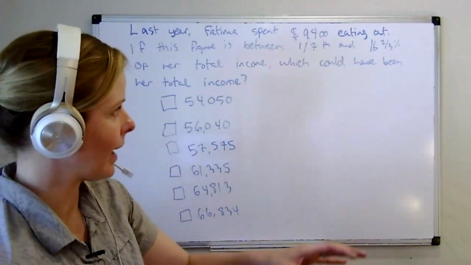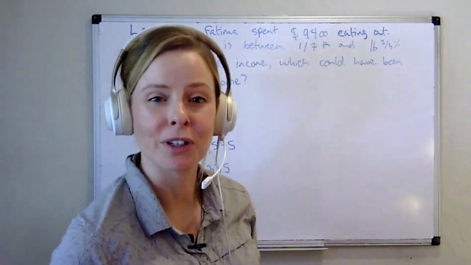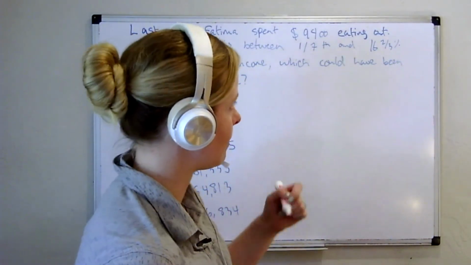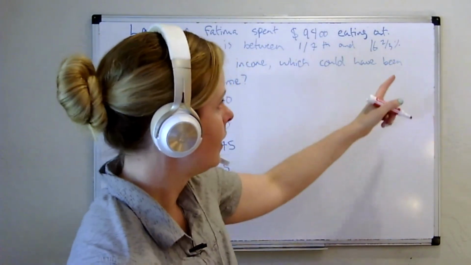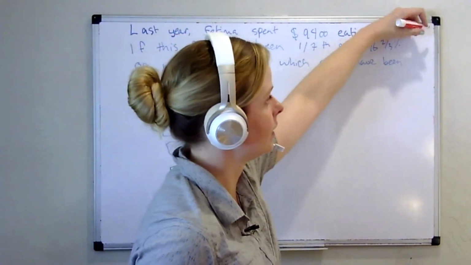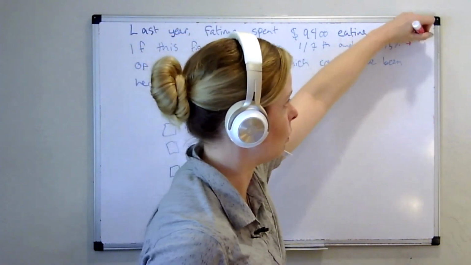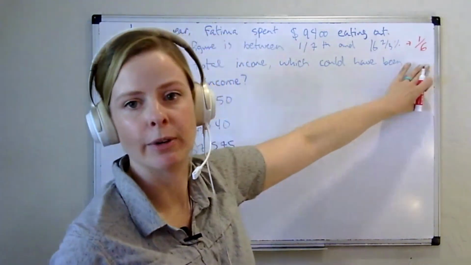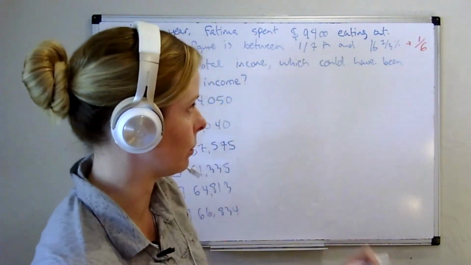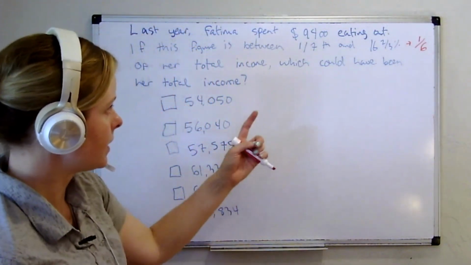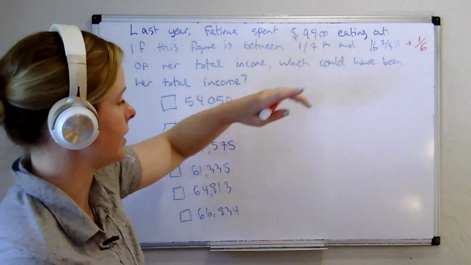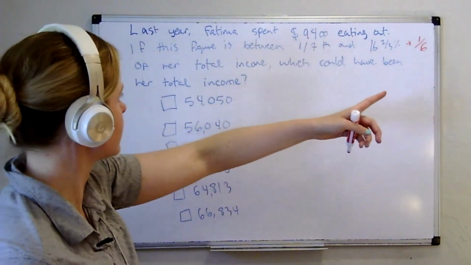Now, right off the bat, I see this 16 2/3%, and that's a pretty gross number. So I'm going to translate that into a fraction. And I know that 16 2/3% is the same as 1/6. As a fraction, much, much nicer to work with 1/6. So we will work with that. So this is telling us that $9,400 is between 1/7 and 1/6 of her total income.